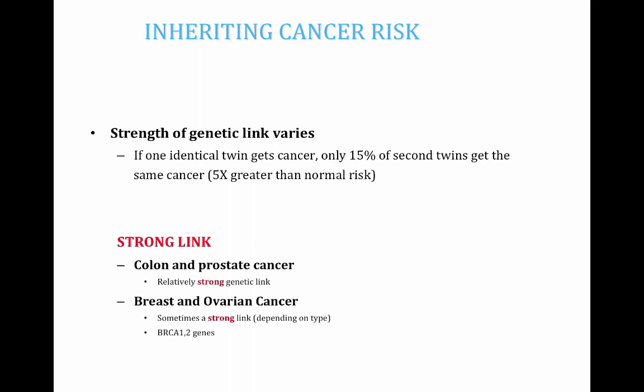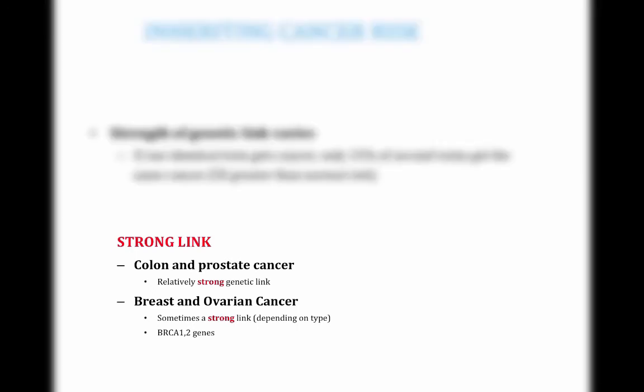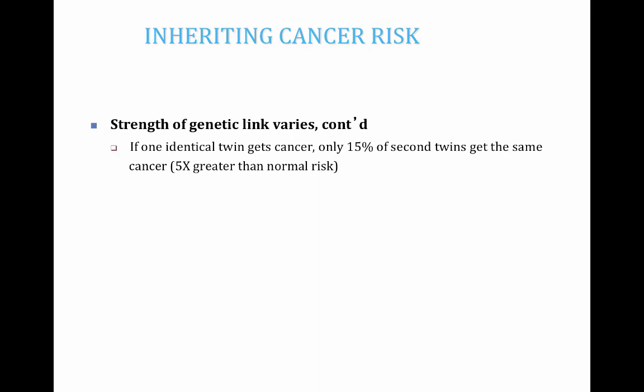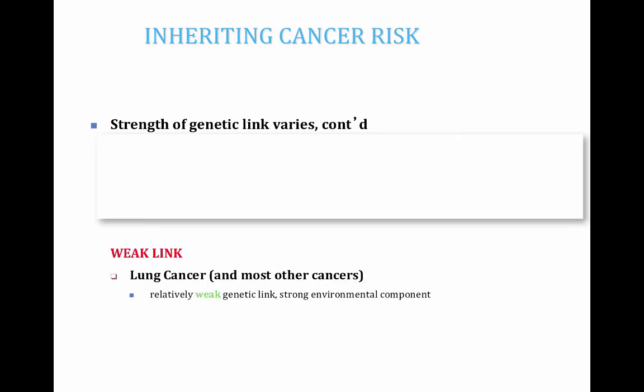Cancers with a strong genetic link include colon and prostate cancer and breast and ovarian cancer. The link is much stronger if the person is carrying the mutated form of the BRCA1 and 2 genes, which we'll talk about shortly. Cancers that have a weak genetic link include lung cancer and most other cancers. It's a relatively weak genetic link that has a strong environmental component, and I'm sure you can figure out what that strong environmental component is.